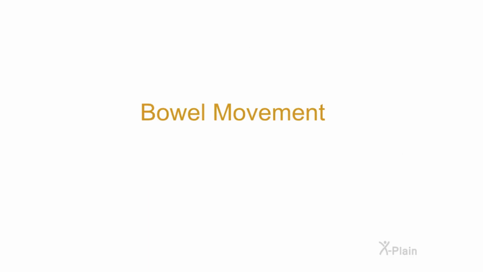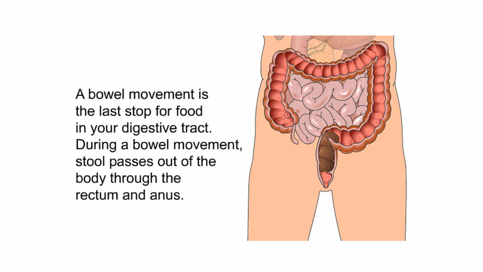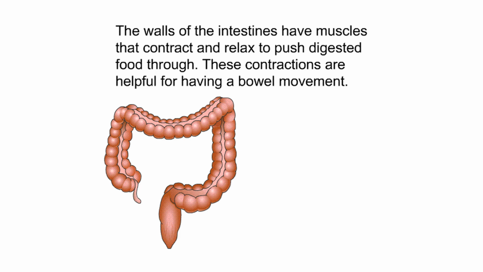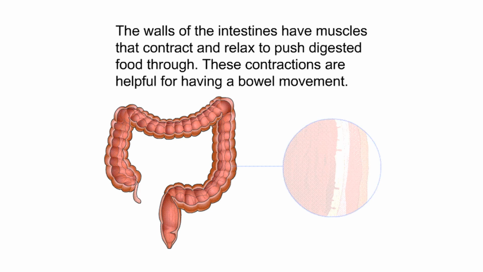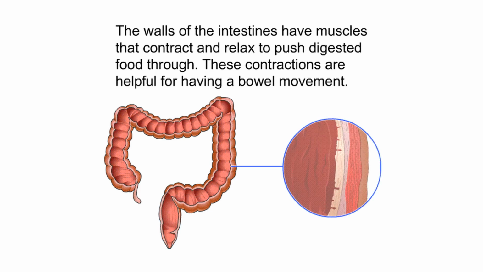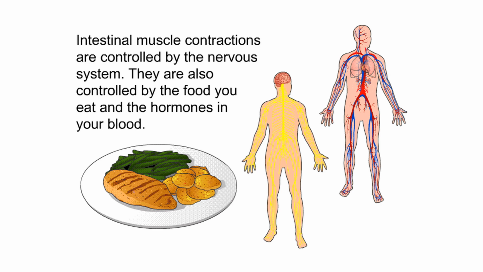Bowel movement. A bowel movement is the last stop for food in your digestive tract. During a bowel movement, stool passes out of the body through the rectum and anus. The walls of the intestines have muscles that contract and relax to push digested food through. These contractions are helpful for having a bowel movement. Intestinal muscle contractions are controlled by the nervous system. They are also controlled by the food you eat and the hormones in your blood.